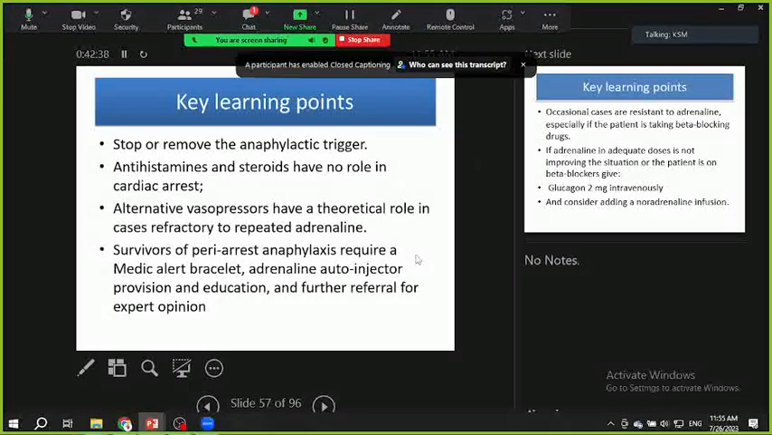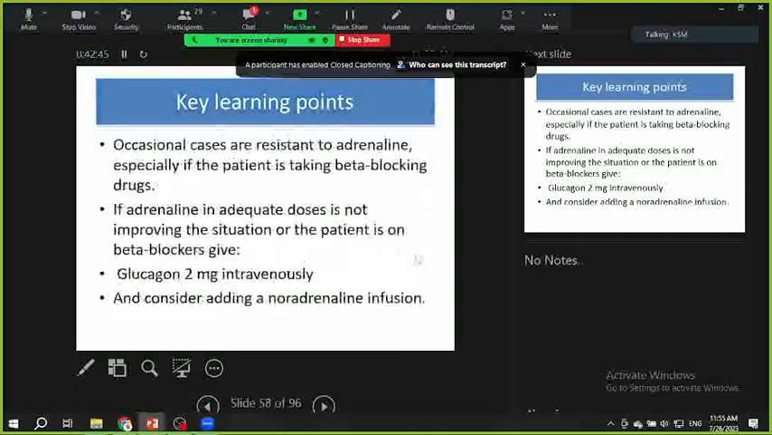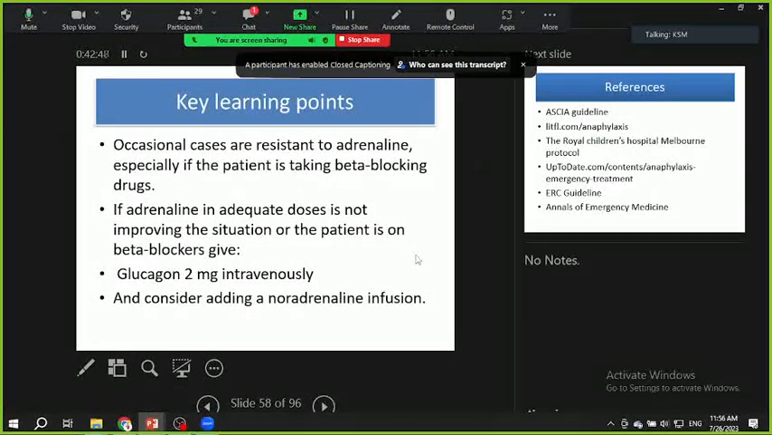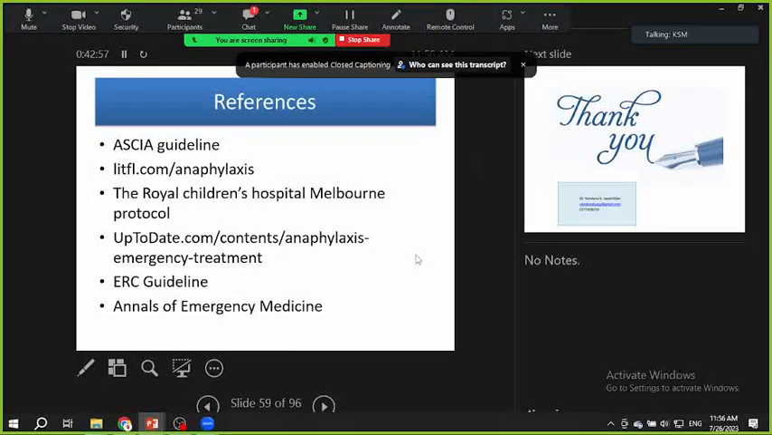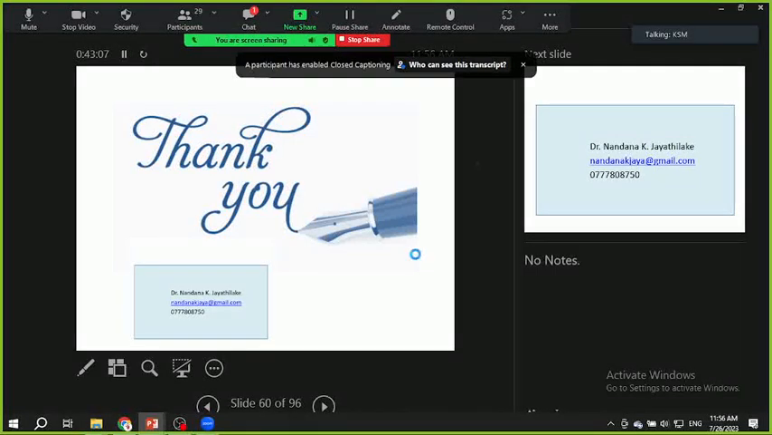You have to remove or stop the anaphylactic trigger, and antihistamine and steroid have no place in cardiac arrest. Don't waste your time. If it is a cardiac arrest, you have to start the advanced life support algorithm. No IM adrenaline; you have to go with IV adrenaline. And in case of patients on beta blockers who are not responding to adrenaline, think about giving glucagon intravenously. These are my references: the Asia guideline, the Royal Children's Hospital guideline, and analysis of emergency medicine. Thank you very much. If you have any questions.